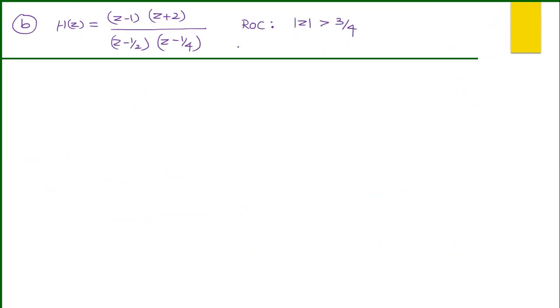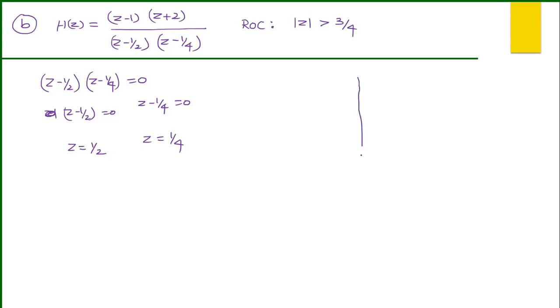Whenever they give a question like this, they will ask whether the system is causal or not. One thing you need to carefully understand is what the poles are. Poles means the denominator: Z minus 1 by 2 and Z minus 1 by 4. Two poles are there. Take them equal to 0, so Z minus 1 by 2 equals 0 and Z minus 1 by 4 equals 0. The Z value is 1 by 2 here and 1 by 4 here. Now draw the two circles.